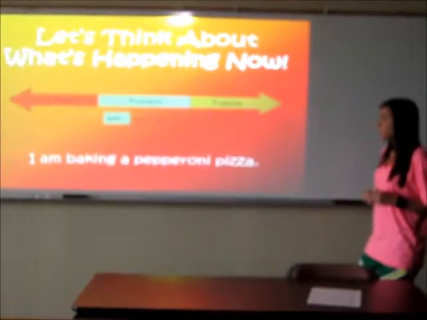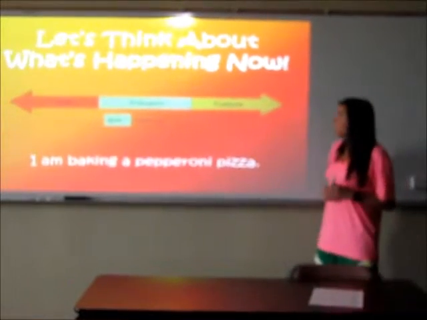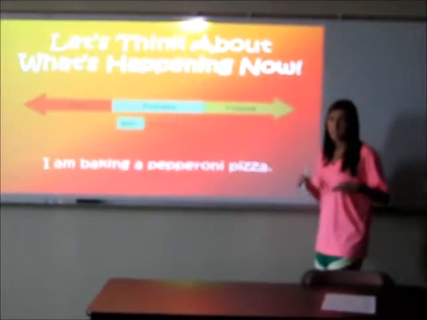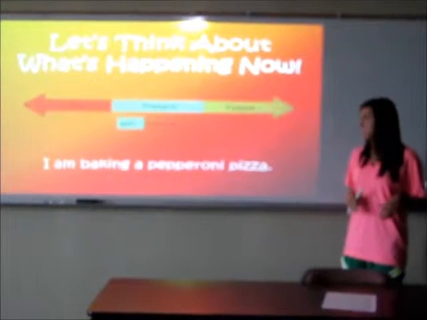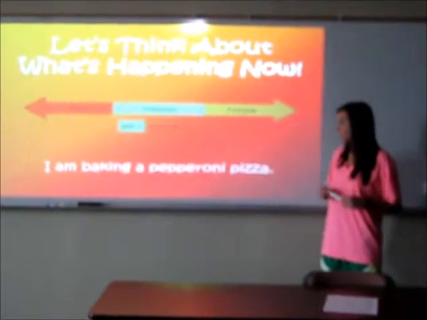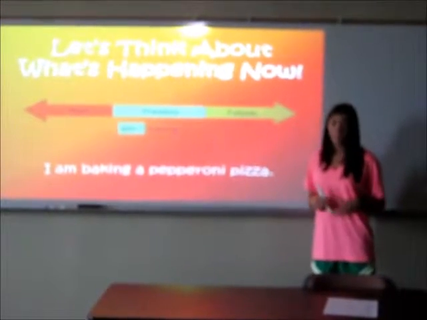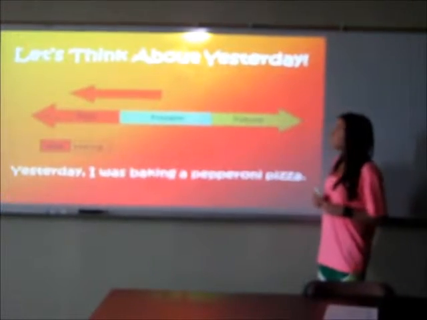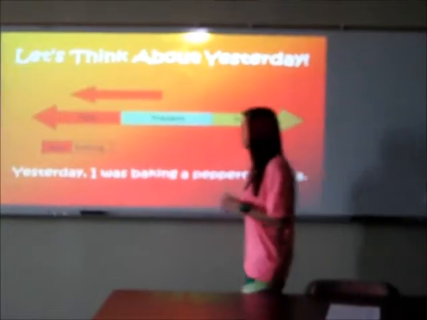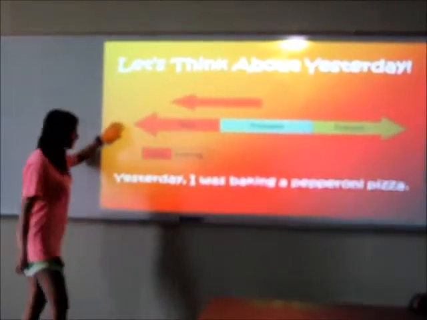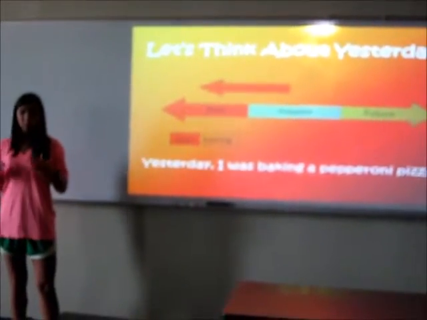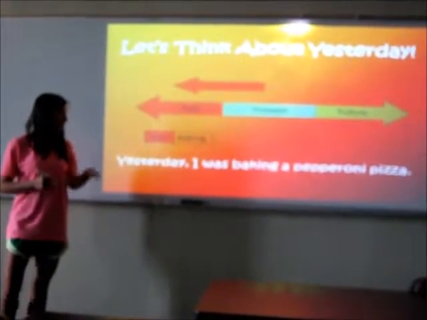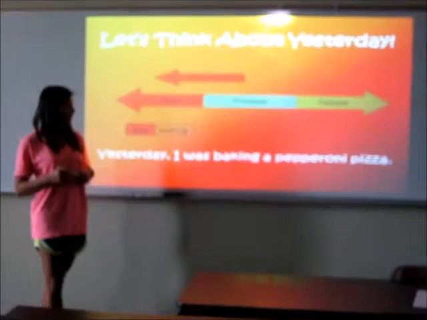Here's another way to look at it, and I thought this would help the class out. Let's think about what's happening now. When we're thinking about something that's happening now, that's something that's happening in the present. So for example, I am baking a pepperoni pizza. That is happening right now as I'm speaking. And let's think about yesterday. When we think about yesterday, we're talking about the past, as in something that happened before today. So we have yesterday I was baking a pepperoni pizza, and was baking is the past verb tense.